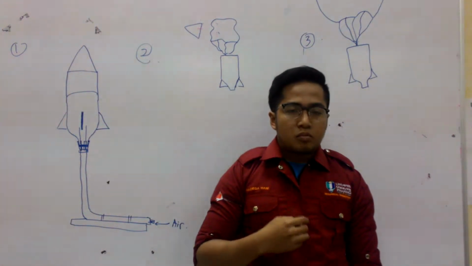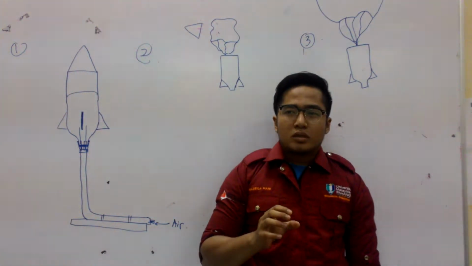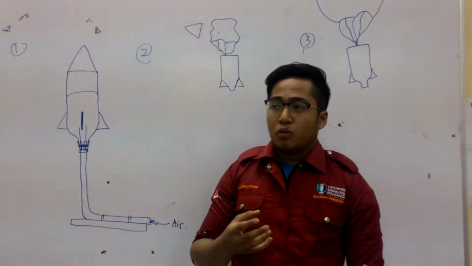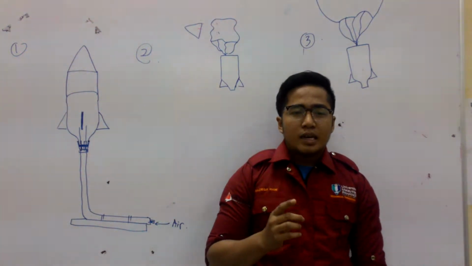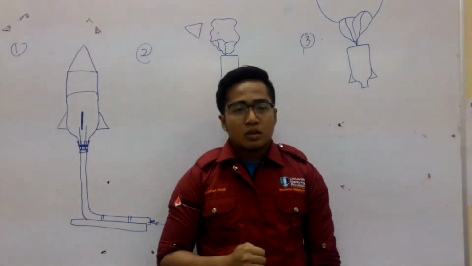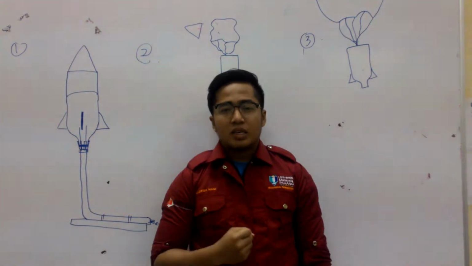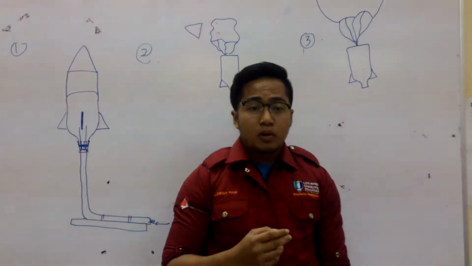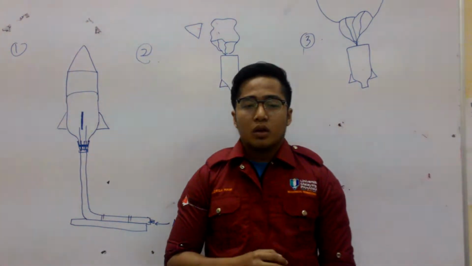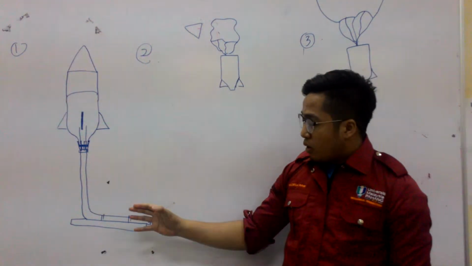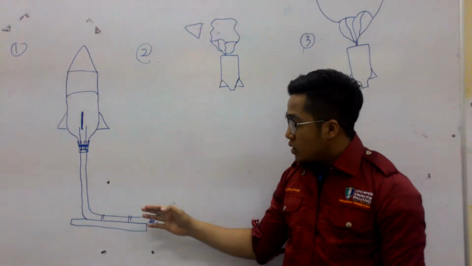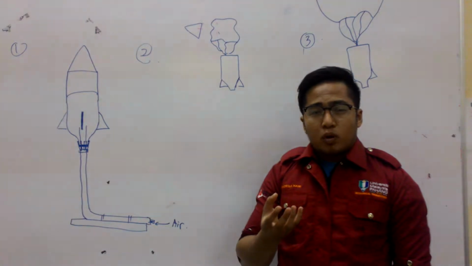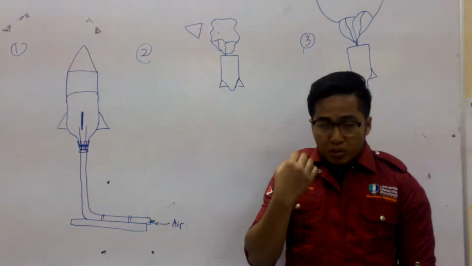I will explain briefly about the theory related to our project. Newton's first law states that an object at rest will stay at rest, or an object in motion will stay in motion, unless acted upon by an unbalanced force. When the rocket is sitting on the launcher, the forces are balanced because the surface of the launcher pushes the rocket up while gravity pulls it down.